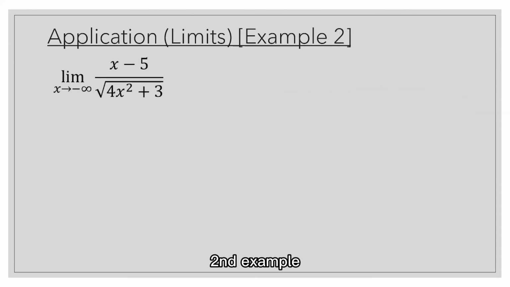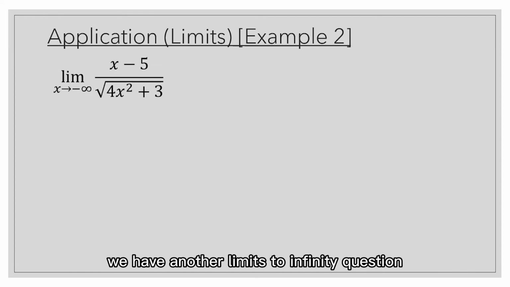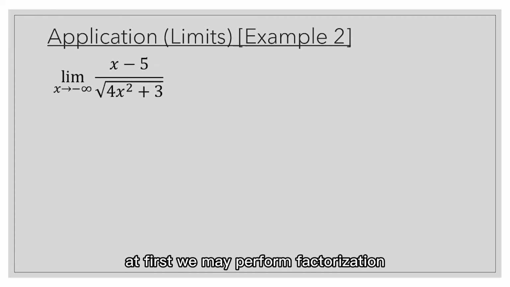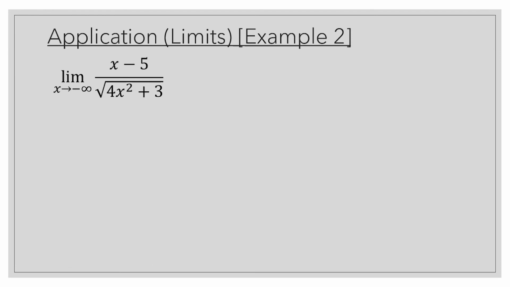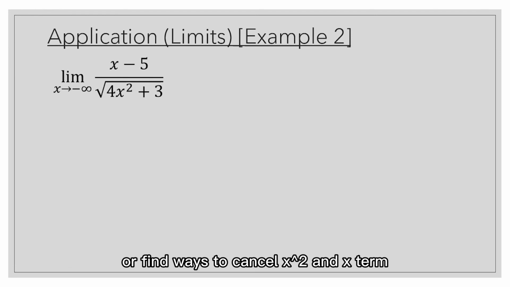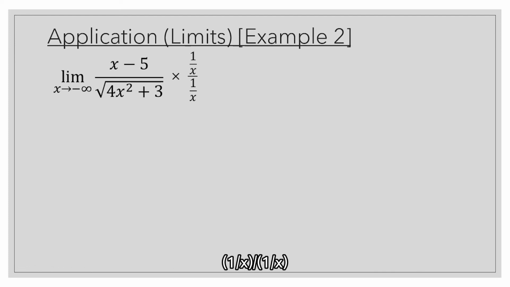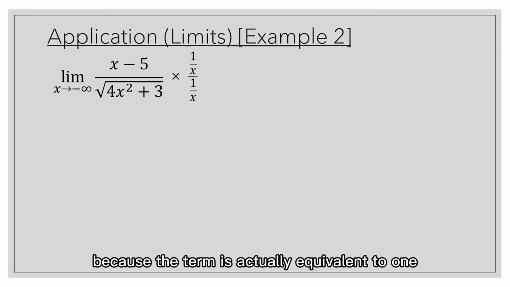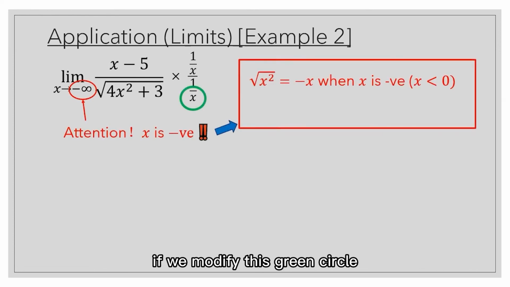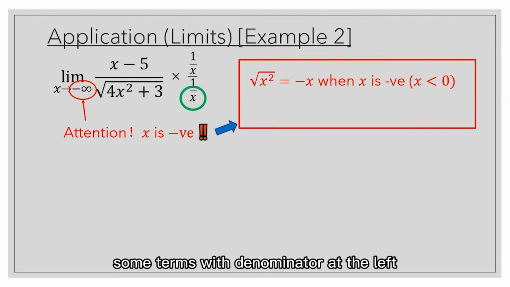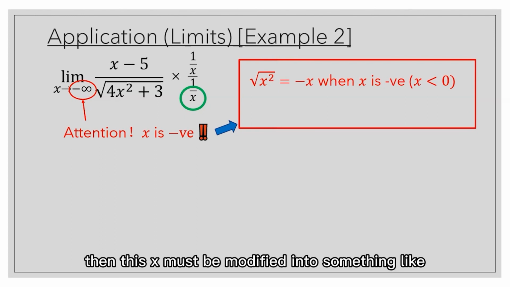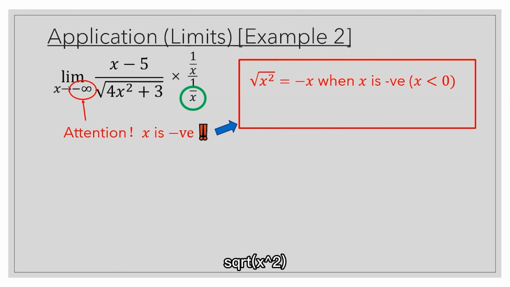Second example, we have another limit to infinity question. At first, we may perform factorization, or find ways to cancel x squared and x terms. You can choose to multiply this term at the right, 1 over x divided by 1 over x. You can do this because the term is actually equivalent to 1. If we modify this green circle, because after modifying we can cancel out some terms with the denominator at the left, then this x must be modified into something like square root of x squared.